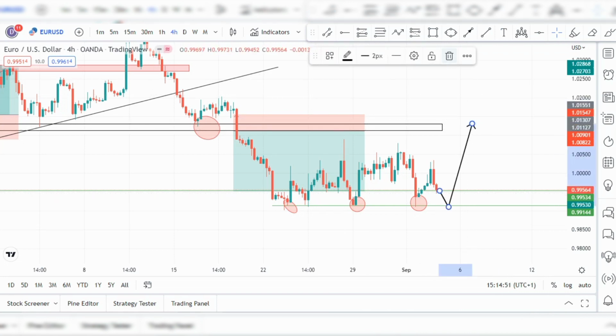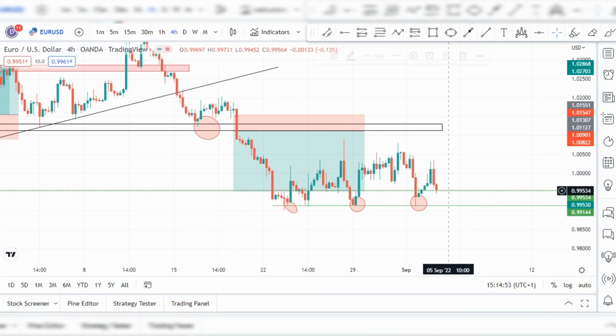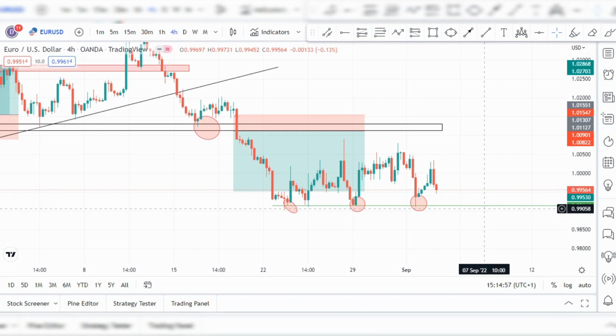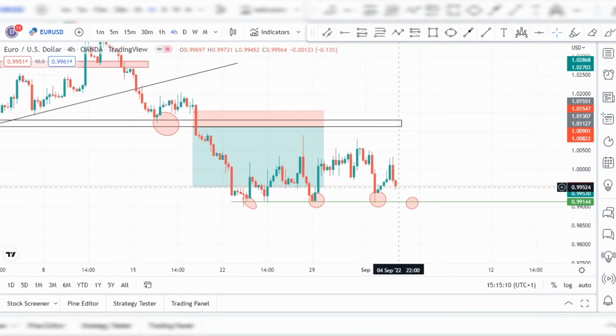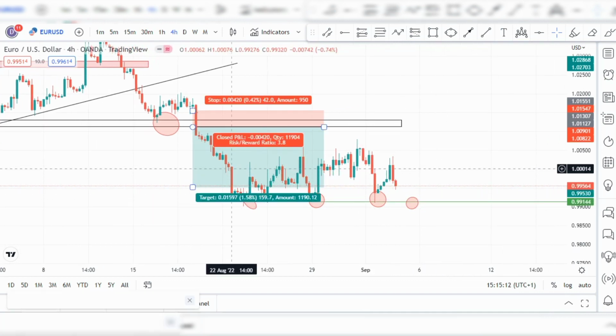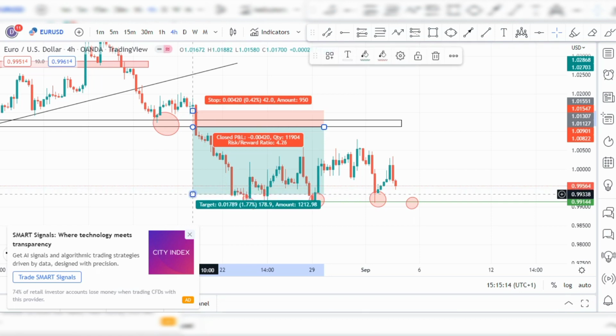So therefore, the area that I pointed out, the 0.99150 area, is the key area that we'll be looking for price reactions for Euro USD this coming week. So just be patient for price to get down there, and we see what sort of candle price forms. So this has been my analysis for Euro USD for the week.